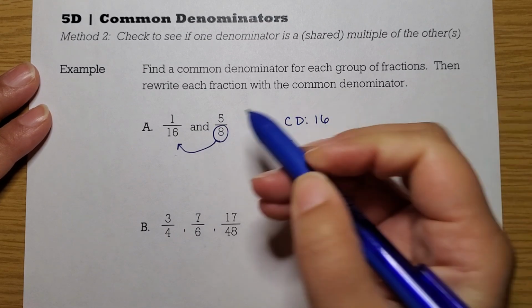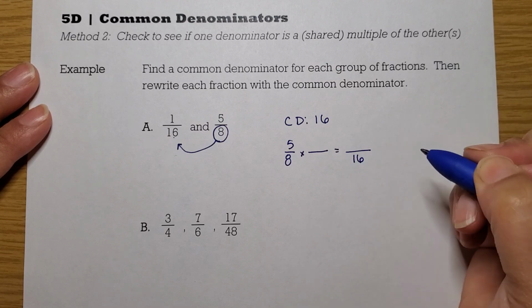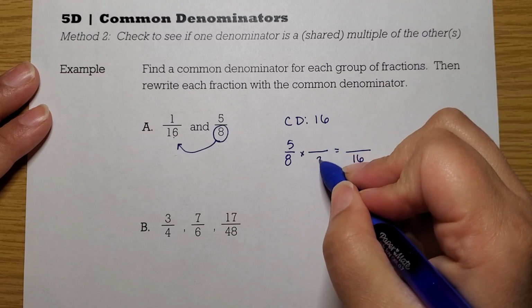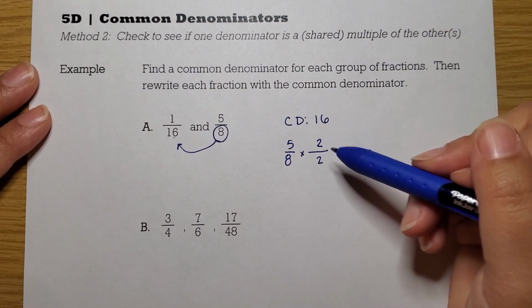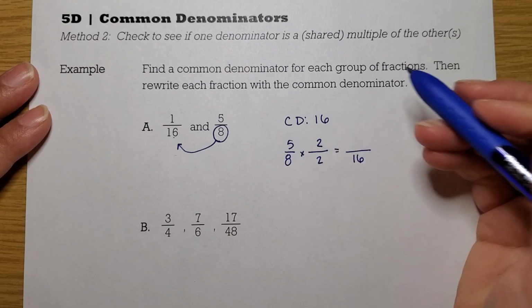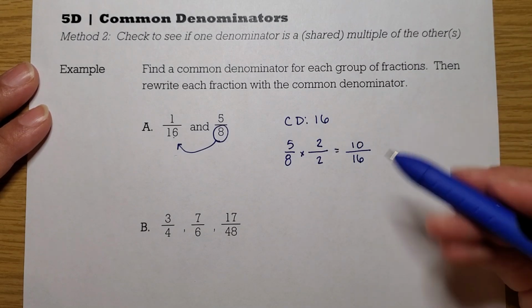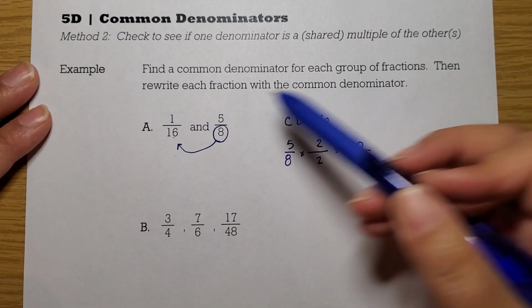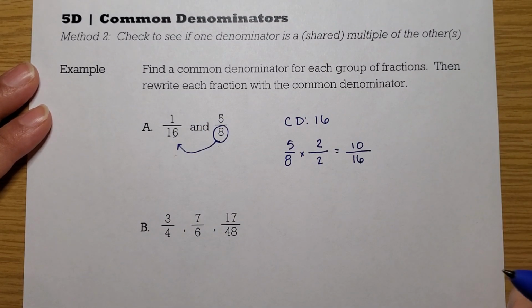So I said that I know that 8 goes into 16. How many times? Well, 16 divided by 8 is 2. Remember, whatever I multiply by on the bottom, I've got to multiply by on top. So 5 times 2 is 10. So 5/8 is the same as 10/16, and 1/16 is the same as 1/16. That's it.